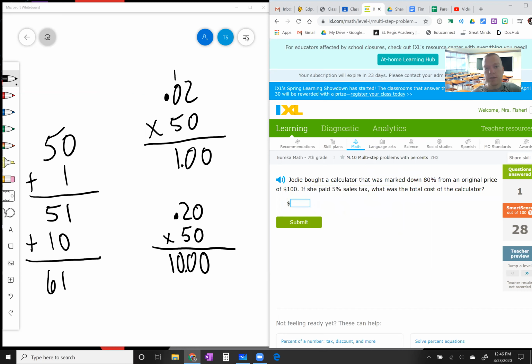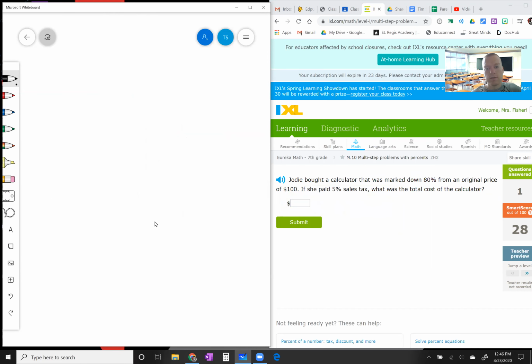Okay. Let's look at another one. Jody bought a calculator that was marked down 80% from the original amount of $100. If she paid 5% sales tax, what was the total cost, right? So the original price was $100. Okay. Jody bought a calculator that was marked down 80%. So she paid 20%, right, of the original price.